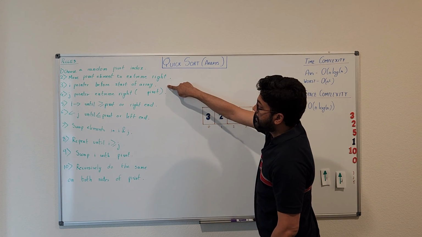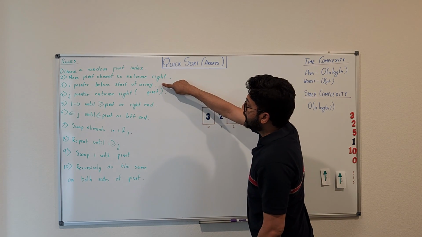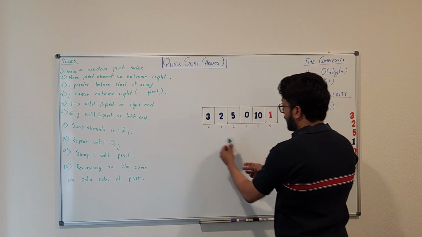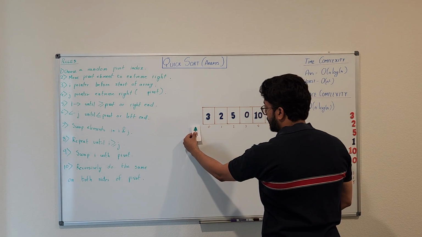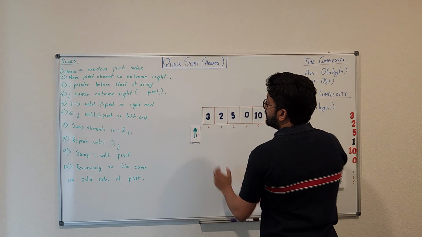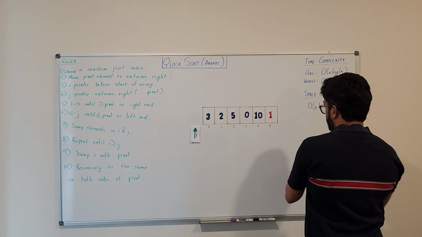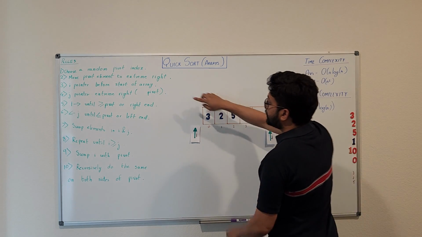Then we have 2 pointers, i and j. The i pointer goes before the start of the array. This is important, I'm not putting it at 0. Remember that. I'm putting it before the start of the array. And the j pointer goes to the extreme right, which is the pivot. So this is where your j pointer is.